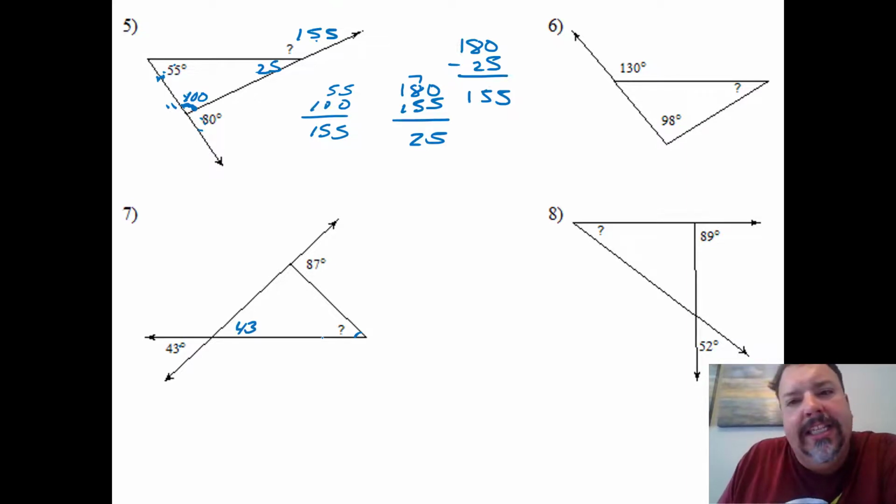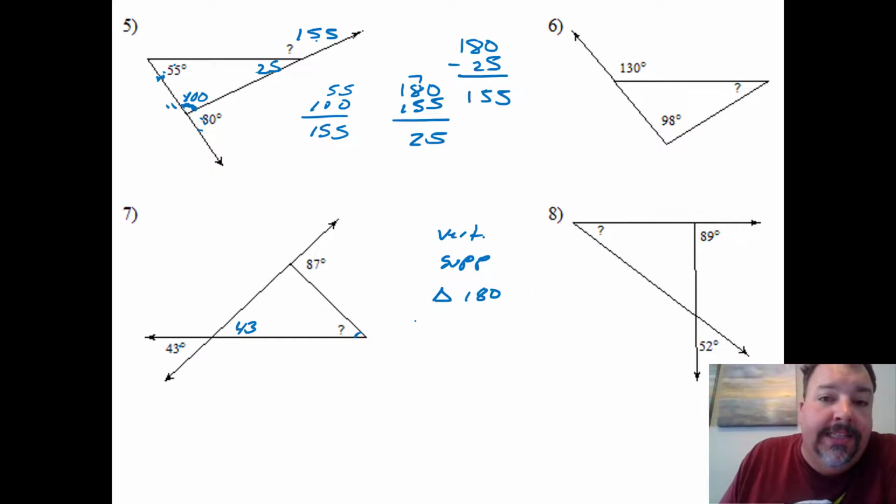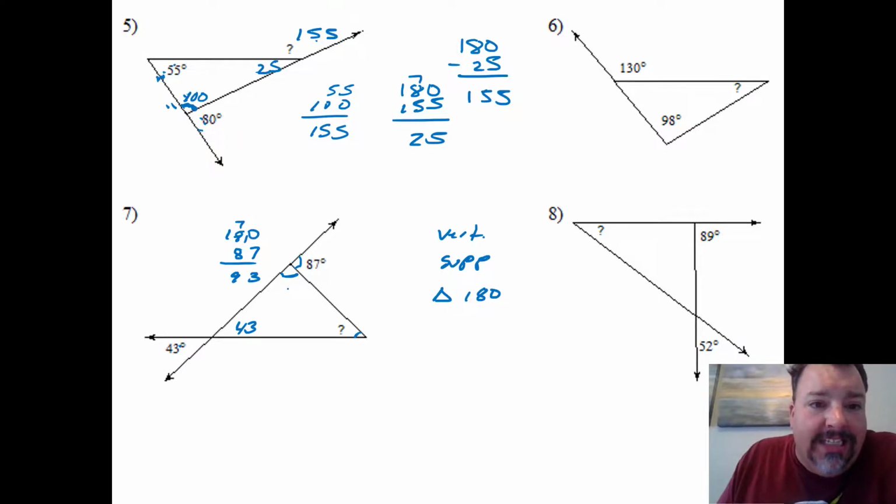So remember, in these types of problems, we can use vertical angles, we can use supplementary angles, and we can use that the angles in a triangle add up to 180 degrees. Those are basically the three things you're going to have to use in order to find the missing parts here. Now we can find this missing part. These two angles up here are going to add up to 180. So 180 minus 87, I need to do some subtraction here, comes out to 93.